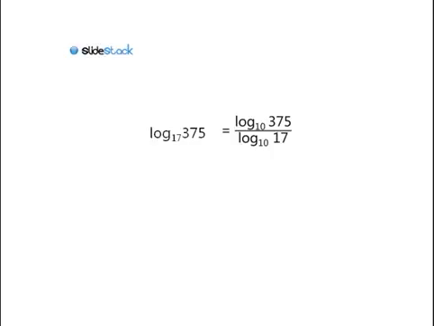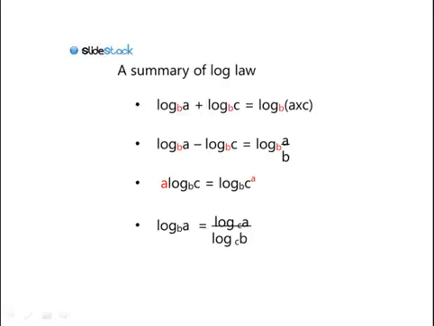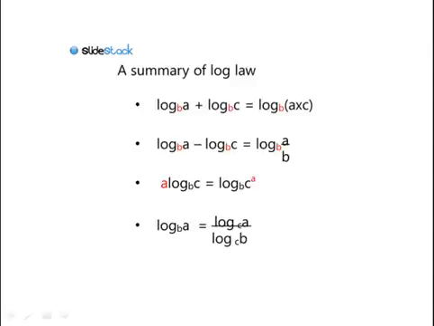To summarize, the product rule is used when adding the logs of the same bases. The quotient rule is used when subtracting logs of the same bases. The power rule is used when we are raising the coefficient. The change of base rule is used when wanting to change the logs to any base.